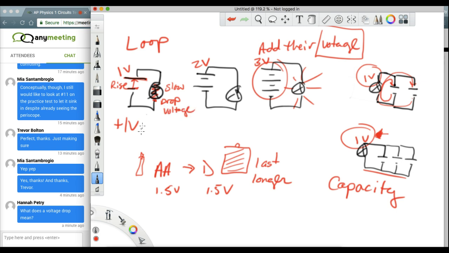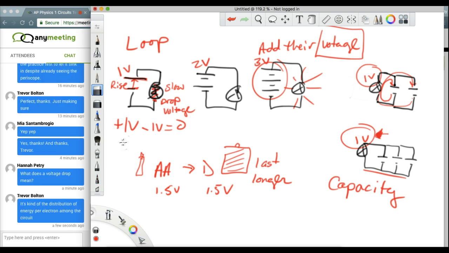And in this case, there's only one resistor there. So I know it's going to drop it 1 volt because the sum of the drops has to equal the sum of the rises. So the sum of the voltage rises must equal the sum of the voltage drops. So a resistor is going to take away energy. It's going to lower the amount of energy that a charge has.